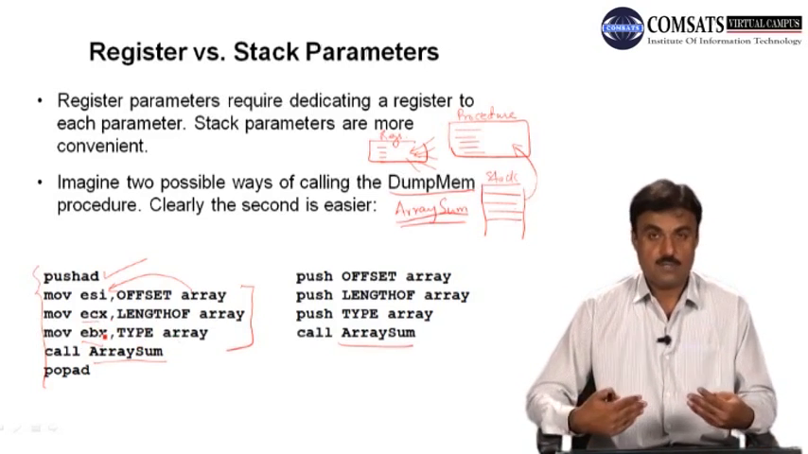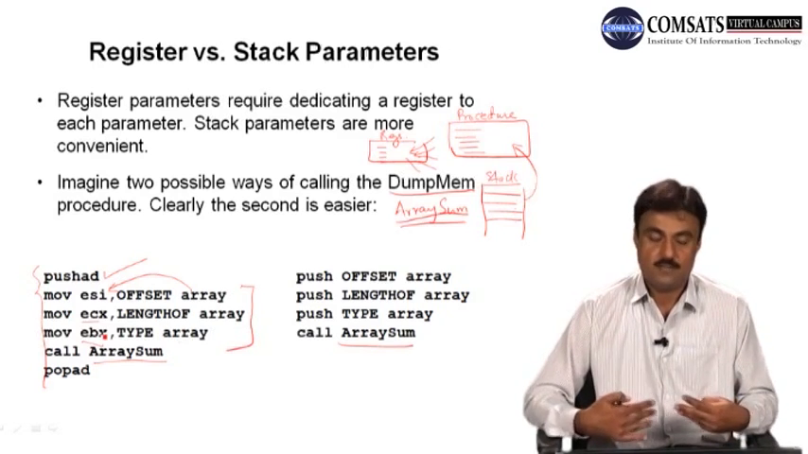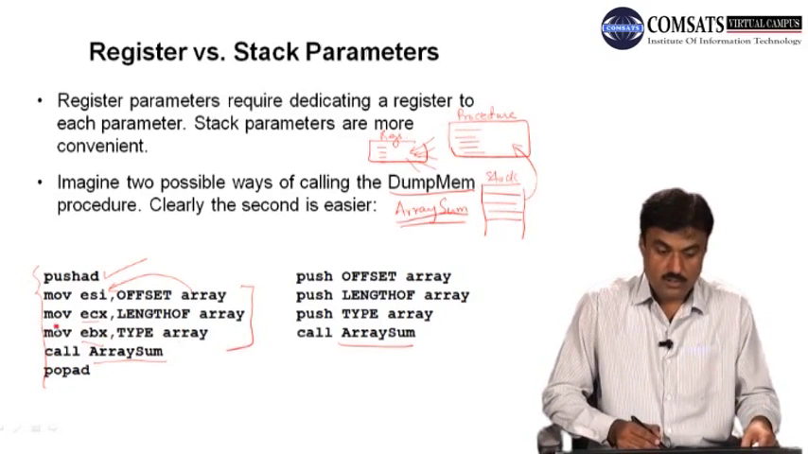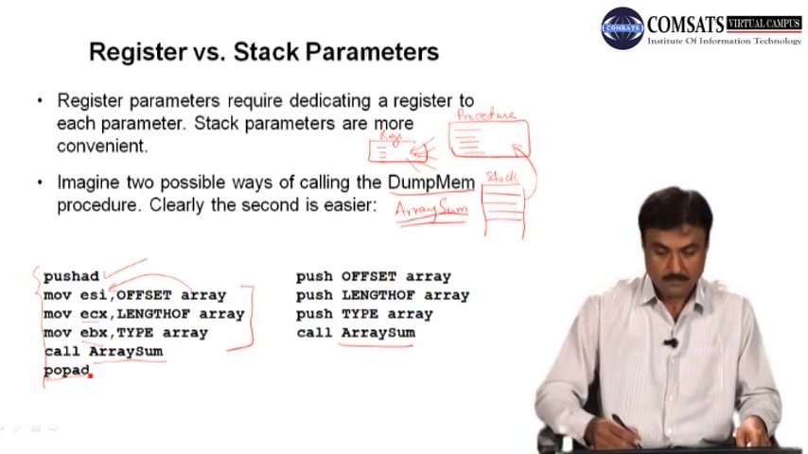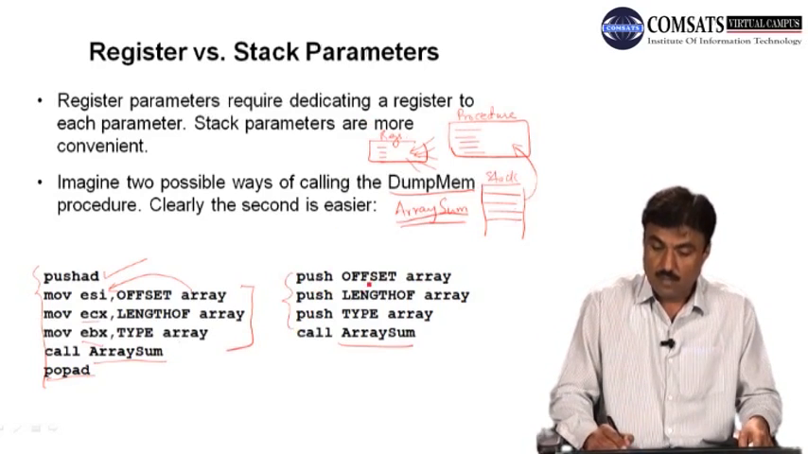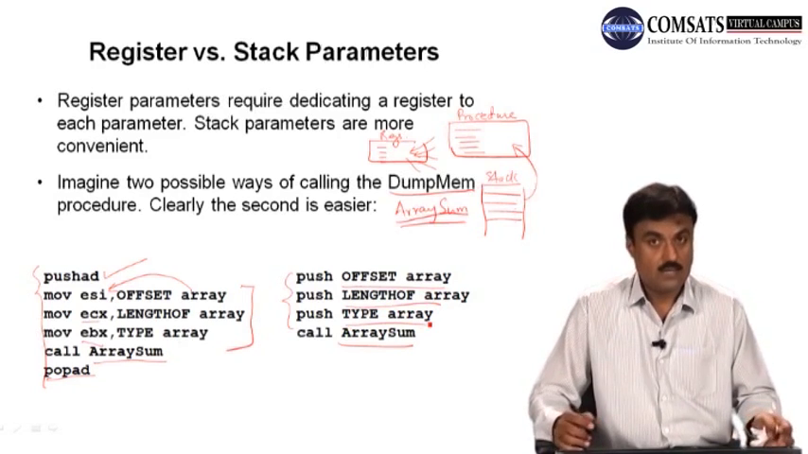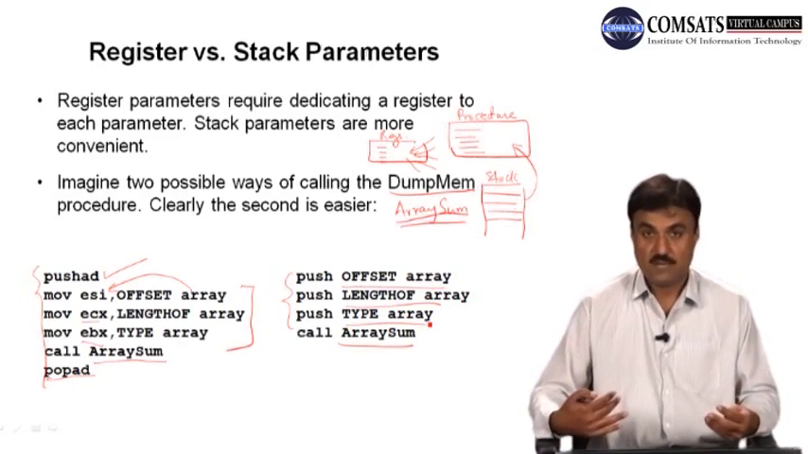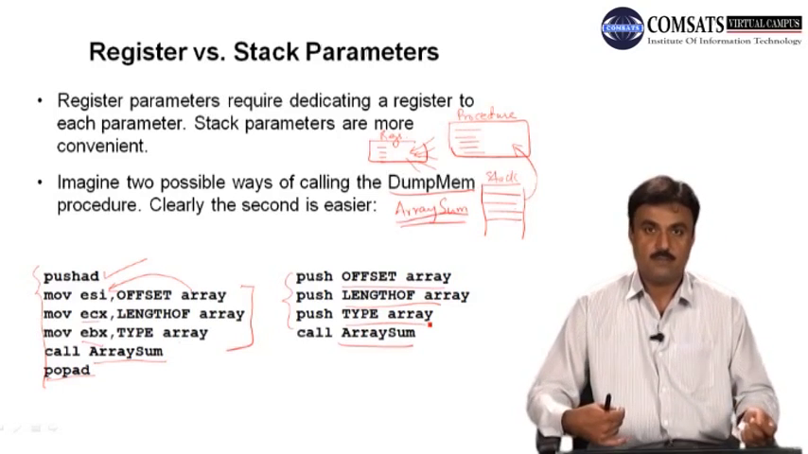So these three registers will be used as arguments, and then they will be used as parameters inside the array sum. If the procedure completes its execution, then we pop all the previous values of those registers, and so on. On the other hand, the easiest way is to push the offset of an array, the length of an array, and the type of an array inside the stack, and then we pop inside the array sum procedure, and we can use those parameters.